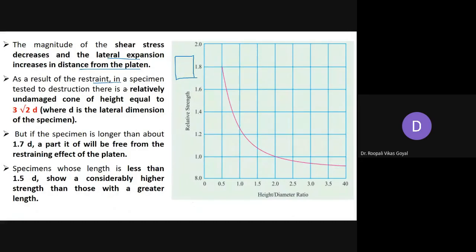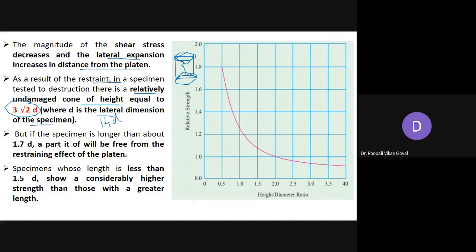So as a result of the restraint in the specimen tested to destruction, a relatively undamaged cone of height equal to root 3 d by 2, where d is the lateral dimension of the specimen, is observed. So if you just multiply it, it will be around 1.4 d. Okay, so it is 1.4 d. So you can see that if it is a cube specimen, there would be some undamaged cone that is observed at top and bottom, and some cracks are observed here. So this undamaged cone may be around root 2 into 3 into d.